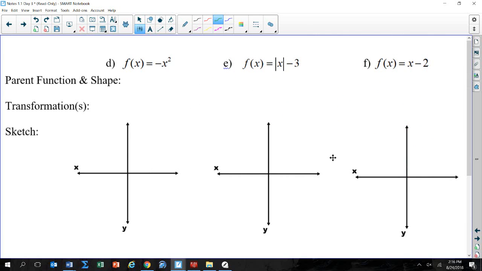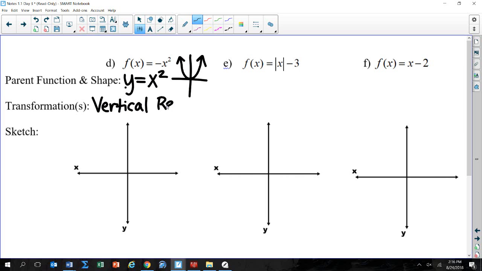All right, so I'm going to go through these really quick. The parent function here for negative x squared is quadratic. As soon as I see the squared, I know that my parent function is going to be y equals x squared. Remember, that has that U shape, right? So the transformation with a negative out front would be a vertical reflection, and it would be over the x-axis.